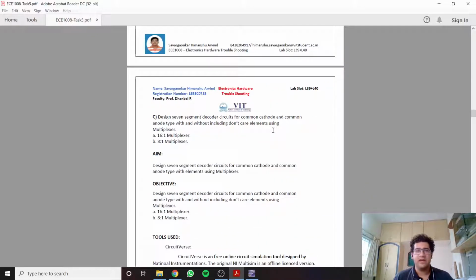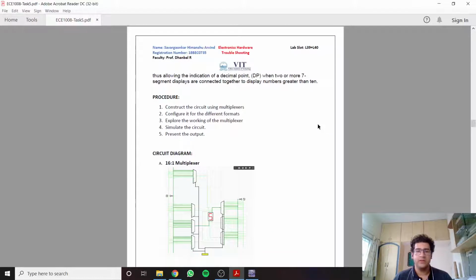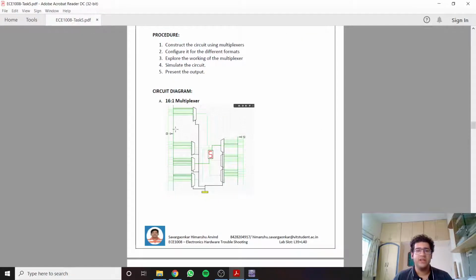In part C, we had to design a circuit again for the execution of a 7 segment display, but we were instructed to use a 16:1 multiplexer and an 8:1 multiplexer. This circuit simulates the use of a 16:1 multiplexer, where 16:1 multiplexers were used to operate a single 7 segment display.